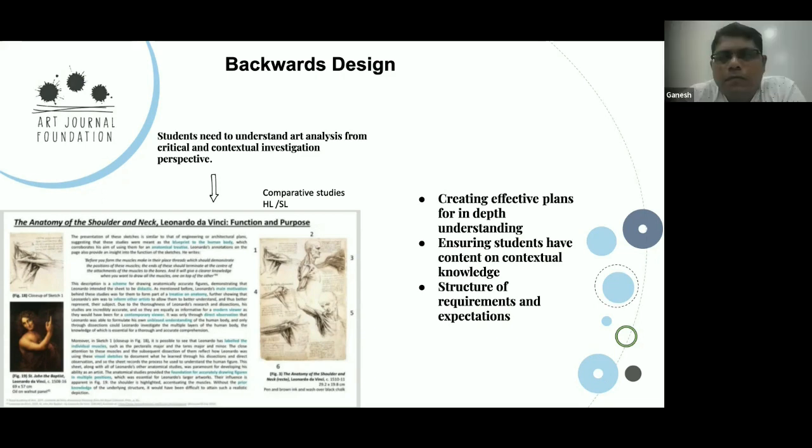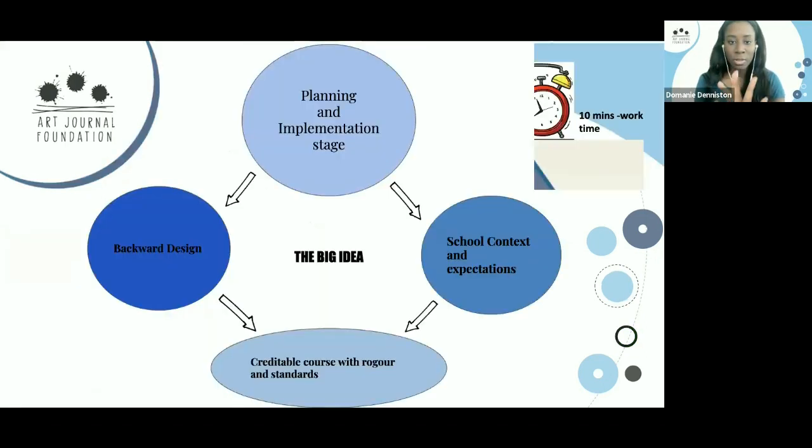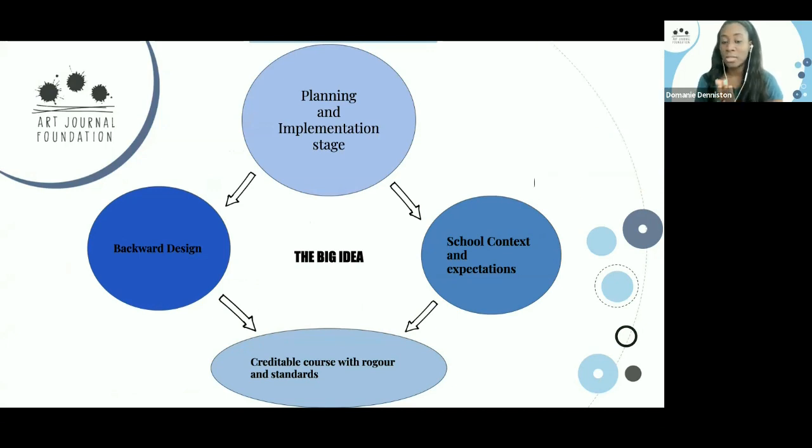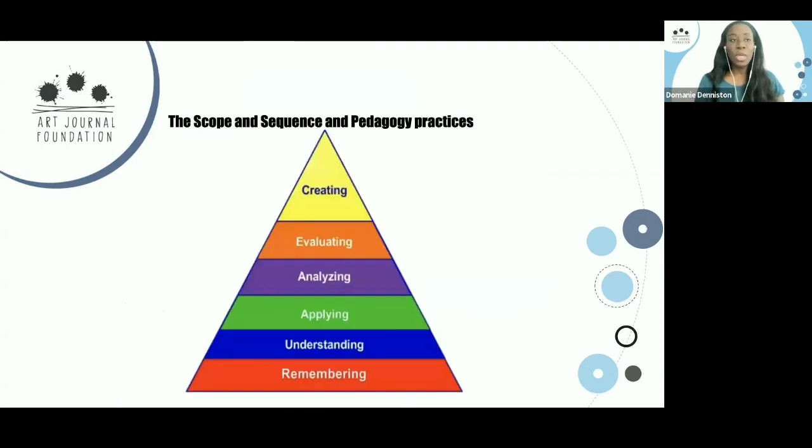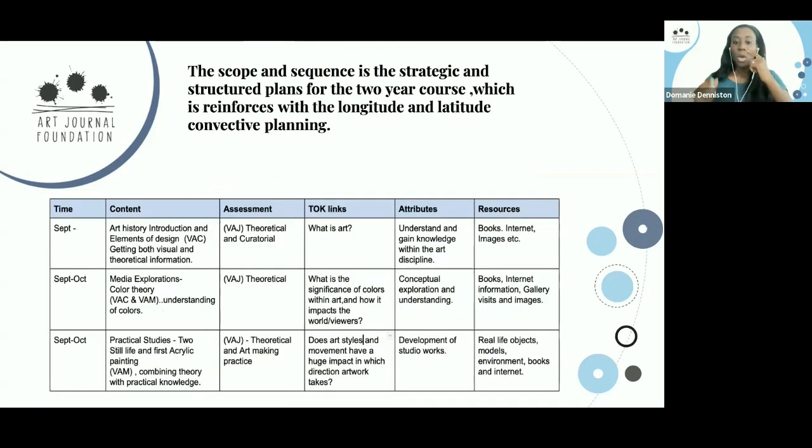I'm going to answer that with a visual. When we're doing that, it all comes down to our scope and sequence. Our scope and sequence is what plans out the entire course in 2 years. We will have to make sure that we look at our students.